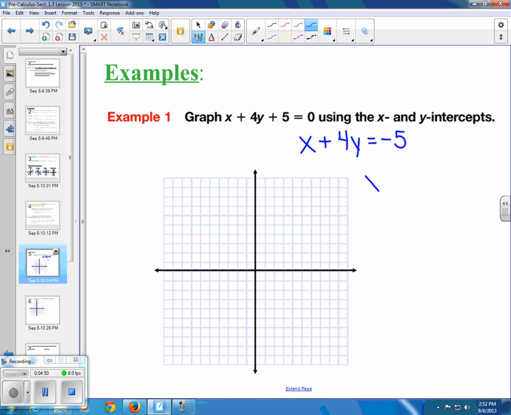To find the x-intercept, I'm really just going to cover up the y variable. When I cover up the y variable and solve for x, it pretty quickly gives x equal to -5. So that's your x-intercept.